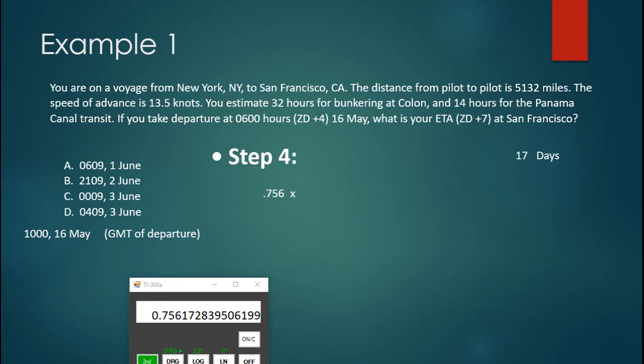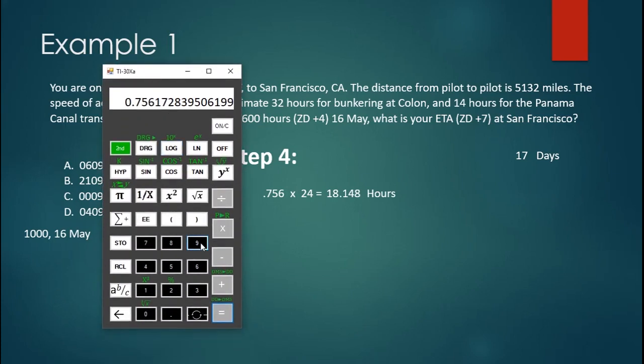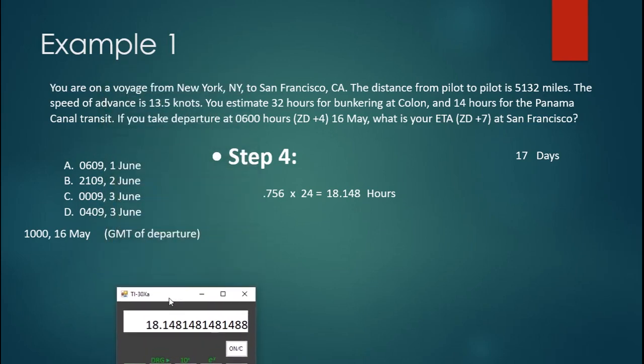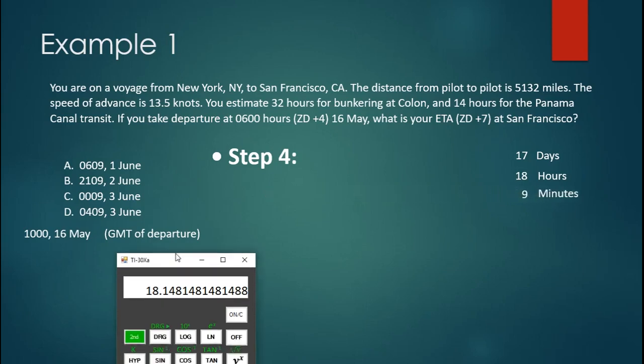We're going to multiply this decimal times 24, and that gives us 18.148 something hours. So times 24 equals, now we're going to knock off the hours and set them over to the side. And this last decimal is going to be our minutes. This is the only one that we're going to round.